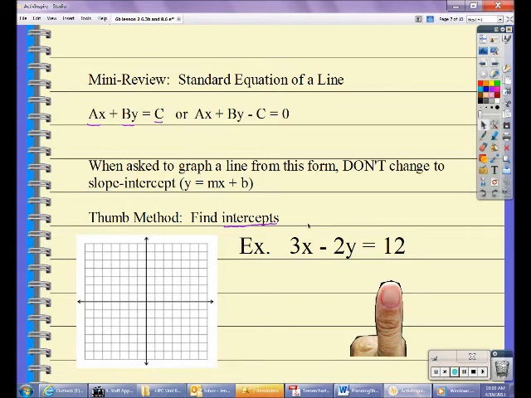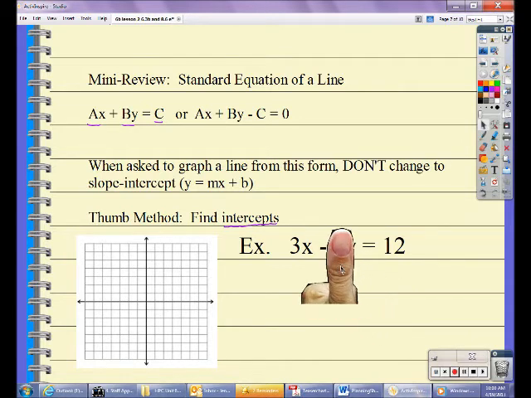So here's our example. We wanted to graph 3x minus 2y equals 12. We're in Algebra 1 again. We're going to cover the 2y, because when you're finding the x-intercept, y equals 0, so that term would disappear. Cover it with your thumb. The x-intercept is the solution to this equation, 3x equals 12. Divide by 3, and you get that x equals 4. And that's your x-intercept. 1, 2, 3, 4. Done.